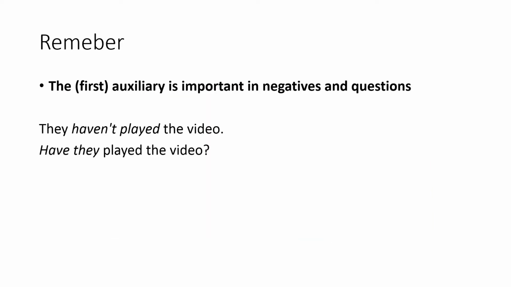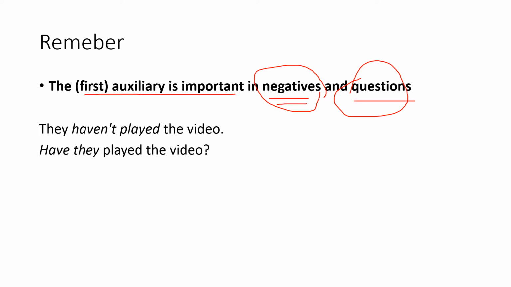Another thing to remember, I told you before that we can have one auxiliary or two auxiliaries or three auxiliaries before the main verb. The first auxiliary is the most important one because it is the one which is used in negative and in question. So when we have more than one auxiliary, the first auxiliary is the one which is used in negatives and in questions. When we say they haven't played the video, have here is the auxiliary, and we use it in the negation.